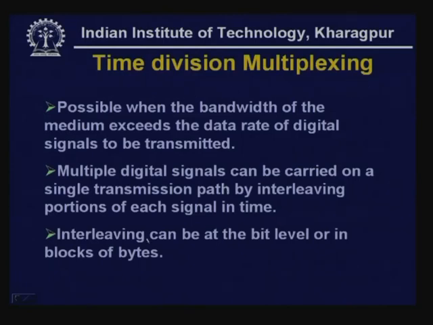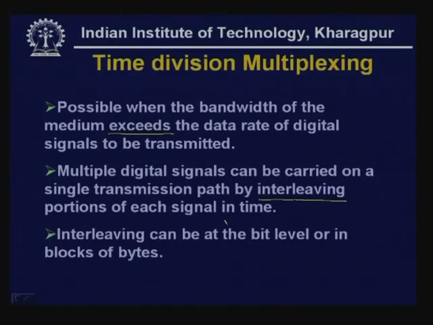This time division multiplexing is possible when the bandwidth of the medium exceeds the data rate of the digital signals to be transmitted. And here also, there is a possibility of sharing. Then multiple digital signals can be carried on a single transmission path by interleaving portions of each signal in time. So, what we are doing essentially is interleaving signals. First we are sending a signal from channel 1, then a signal from channel 2, then a signal from channel 3. In this way we are interleaving, then we are sending it through the medium having higher bandwidth.